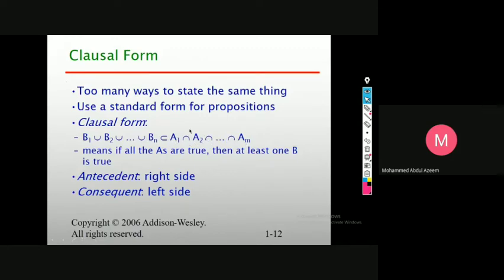Fine. How do you pronounce this, or how do we determine the truth of this particular statement? If A1 and A2 and so on up to Am is true, then either B1 or B2 or so on up to Bn can be true, right? So this is how you are going to pronounce it. It means if all A's are true, then at least one B is going to be true, right?